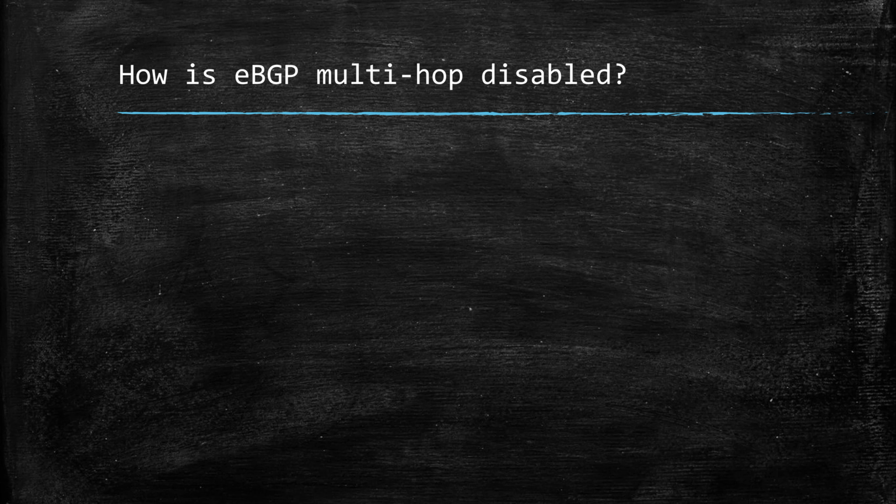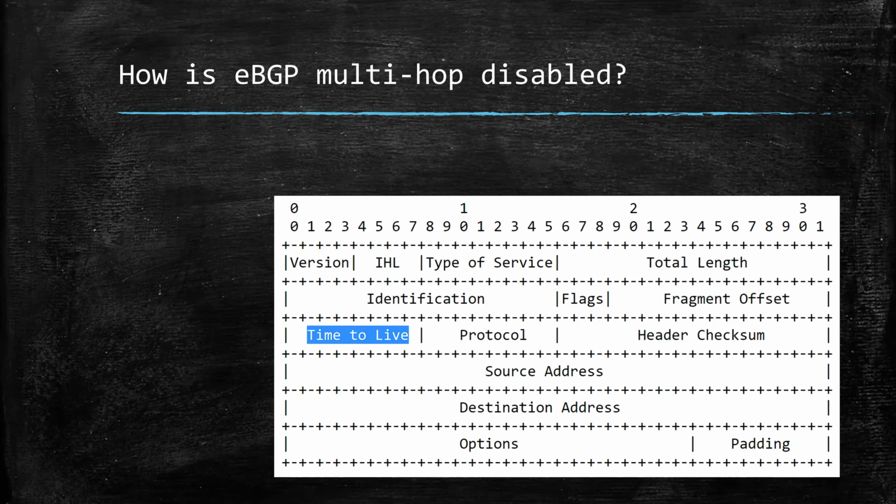To answer it, we need first to talk about the time to live field that we can find in the IP header. This was created to prevent a packet from looping forever in the case of a routing loop, for example. Each time the packet goes through a layer 3 device, the device has to decrement this value by 1. And if it reaches 0, the packet must be discarded.